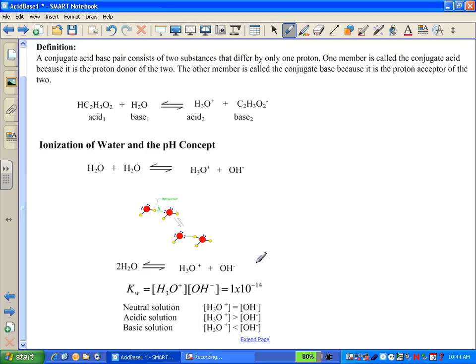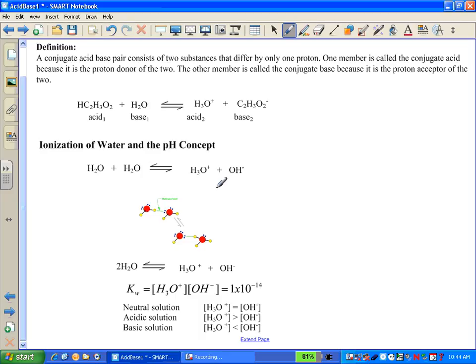Now this is an equilibrium reaction, and it's got an equilibrium constant associated with it. It's called Kw, the equilibrium constant for the dissociation of water. So the W stands for water. As you know, when we want to write the equilibrium law, it's the concentration of the products divided by the concentration of the reactants. Water being a pure liquid is not going to be included in the equilibrium law. So this equilibrium constant is H3O plus times hydroxide ions, and it has a value of 1 times 10 to the negative 14, which is very, very small.